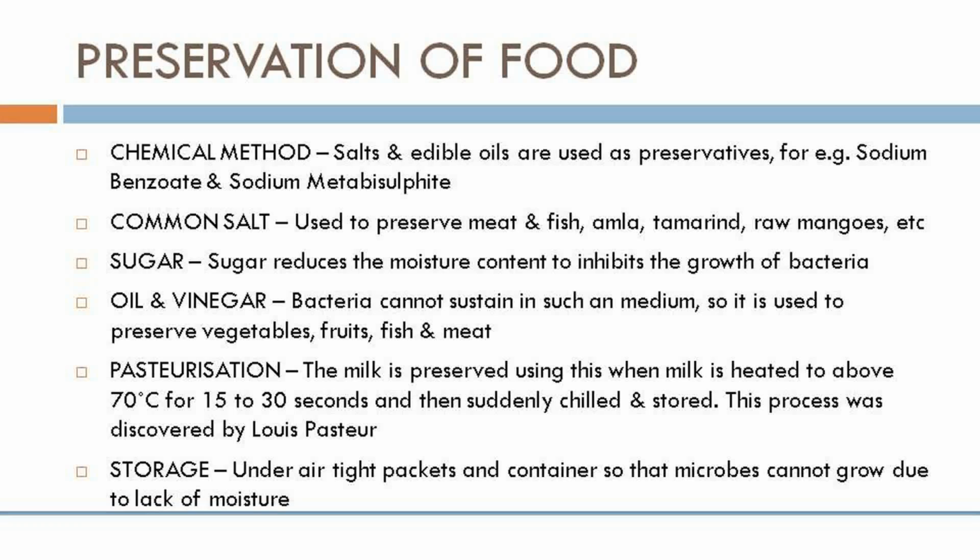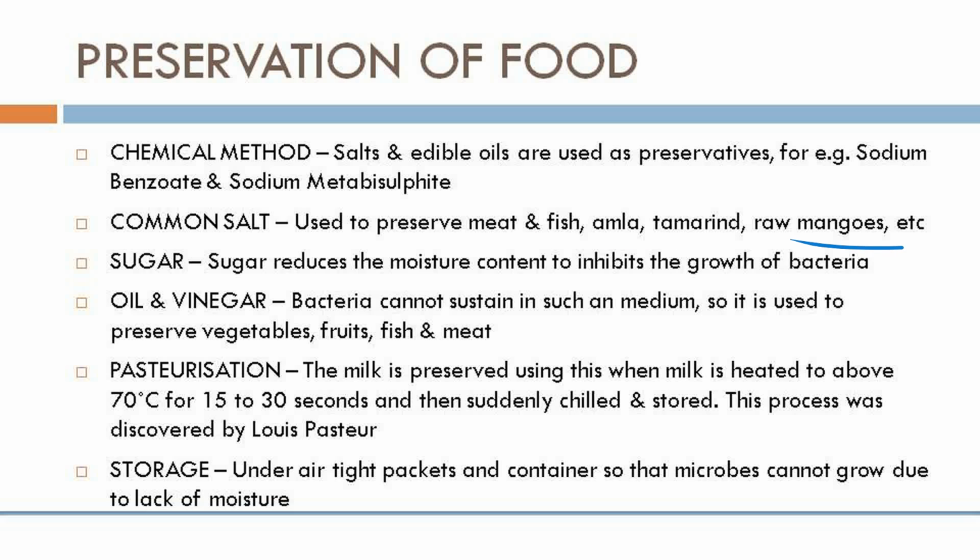Microbes also spoil the food. To prevent this, various methods are employed to preserve the food, such as the chemical method, in which salts and edible oils are used as preservatives, for example, sodium benzoate and sodium metabisulfite. Common salt is used to preserve meat and fish, amla, tamarind, raw mangoes, etc.